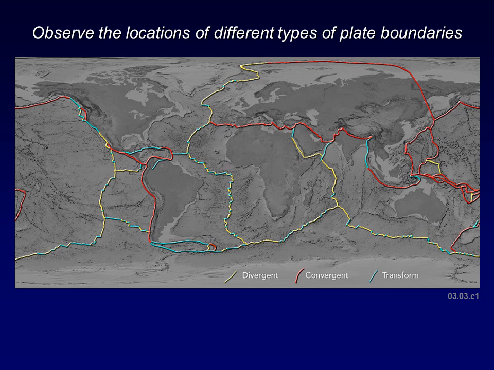Knowing those three basic motions, either convergent, moving together, divergent, moving apart, or transform, moving side by side, we can take a look at our map showing the plates, outlining the plates, in a different way. So if you notice, our outlines are made of different colors now. The yellow line represents divergent boundaries, the red line represents convergent boundaries, and the light blue or greenish one represents transform boundaries.